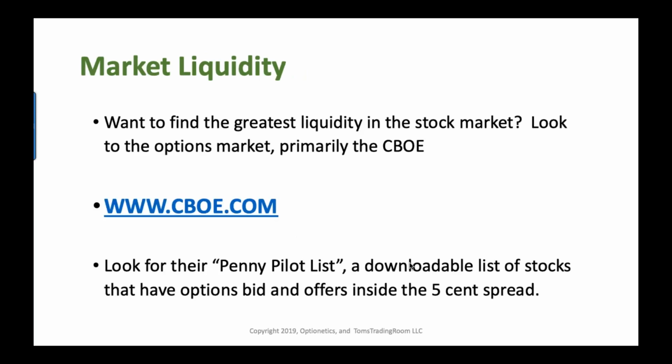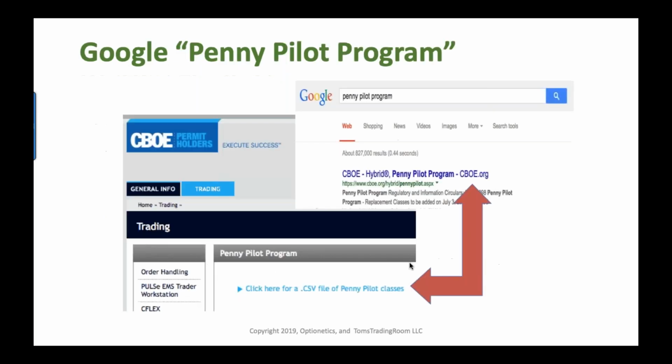So where do you find market liquidity? I find it at cboe.com or cboe.org. I'm looking for something particular. I call it the penny pilot list. It's a downloadable list of stocks that have options bids and offers inside a 5-cent spread. They're constantly changing these. I update my list about once every quarter. You can Google penny pilot program, and it'll bring you up.